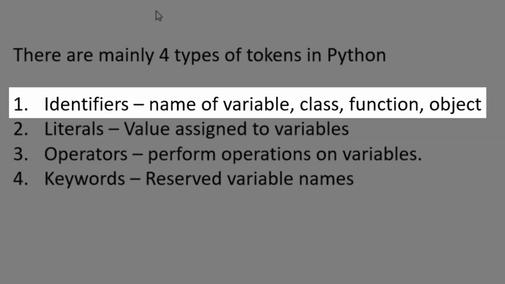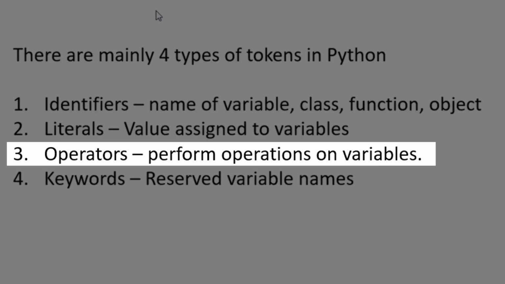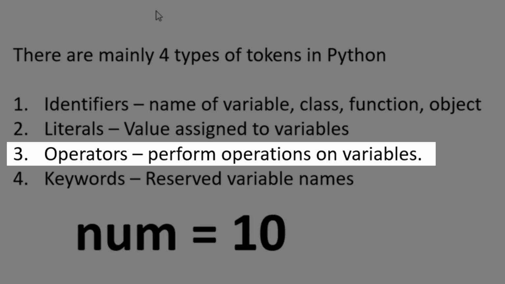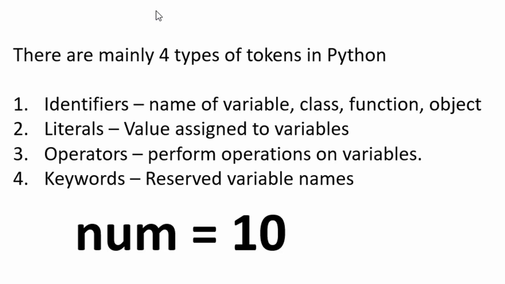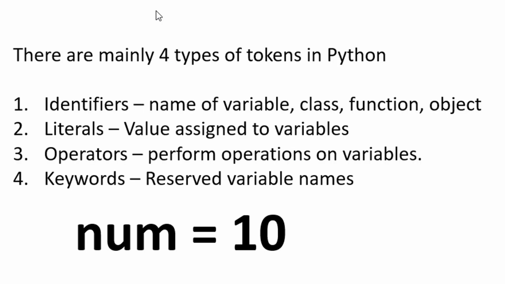Identifiers are the names of variables, classes, functions, or objects. The value assigned to the variables is called literals, and any operations performed on the variables are done using operators. For example, num = 10. Here num is an identifier, 10 is the literal because it is the value assigned to the identifier num, and equal to is the operator that is used for assignment.